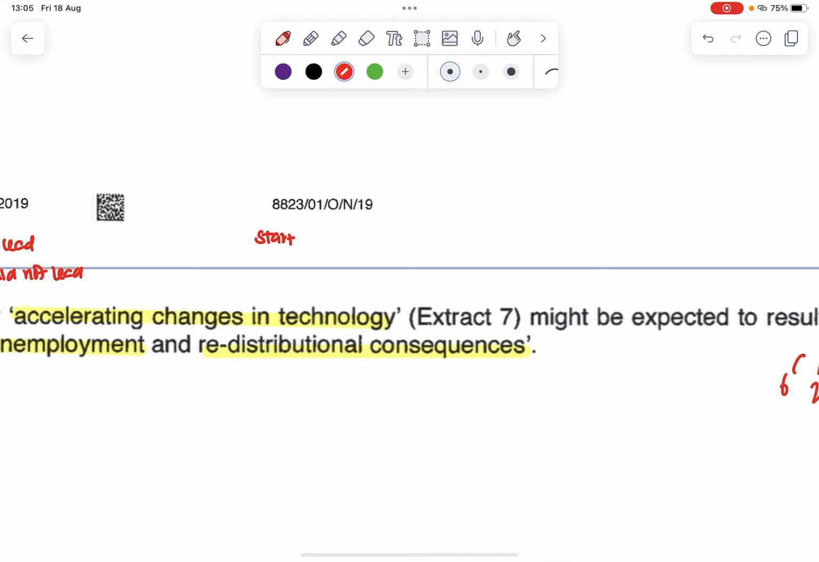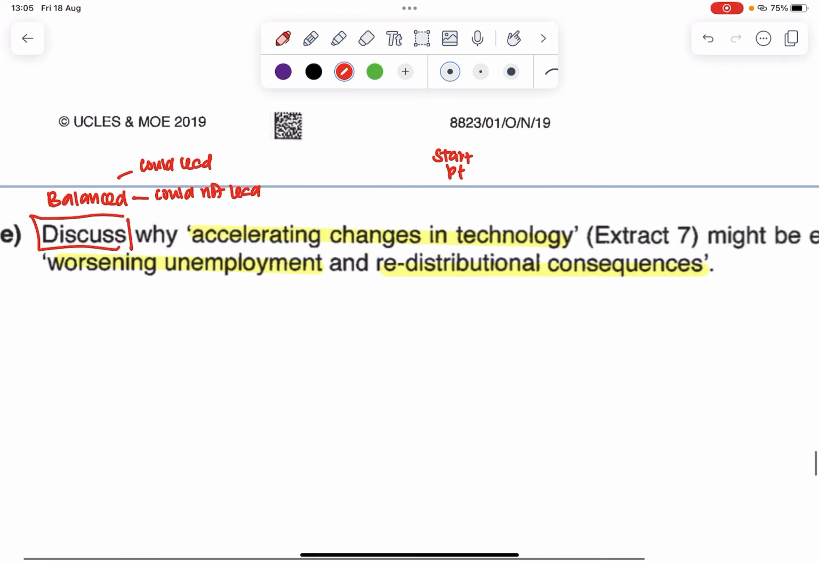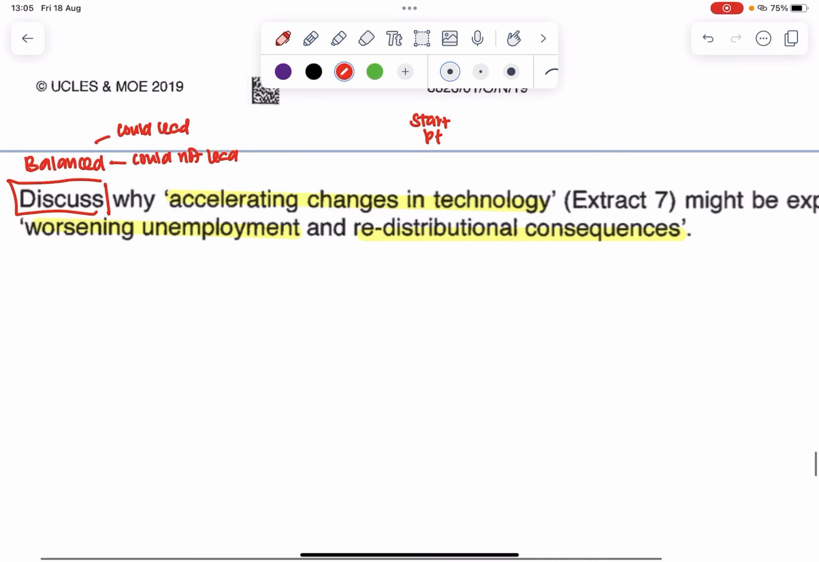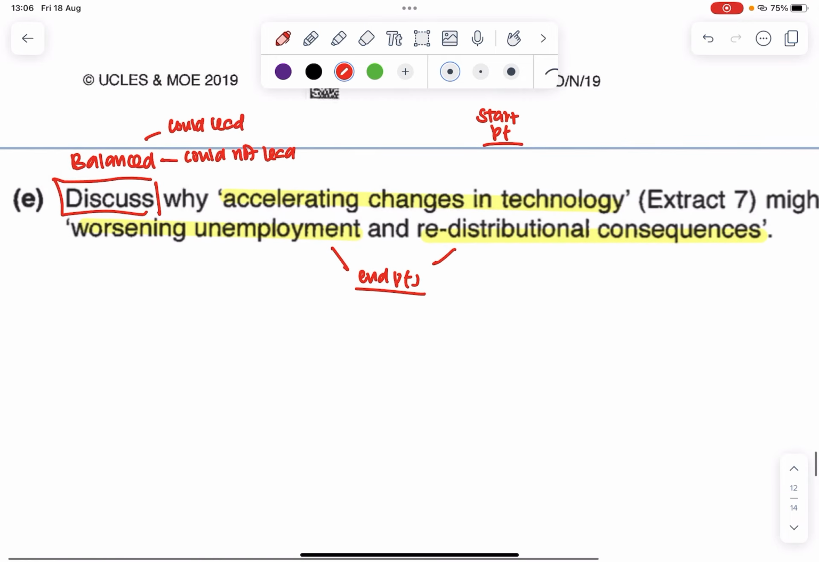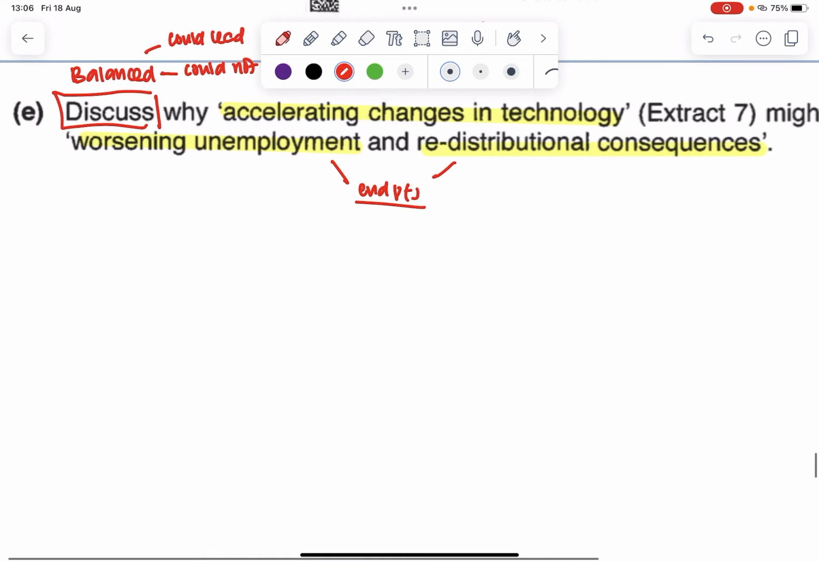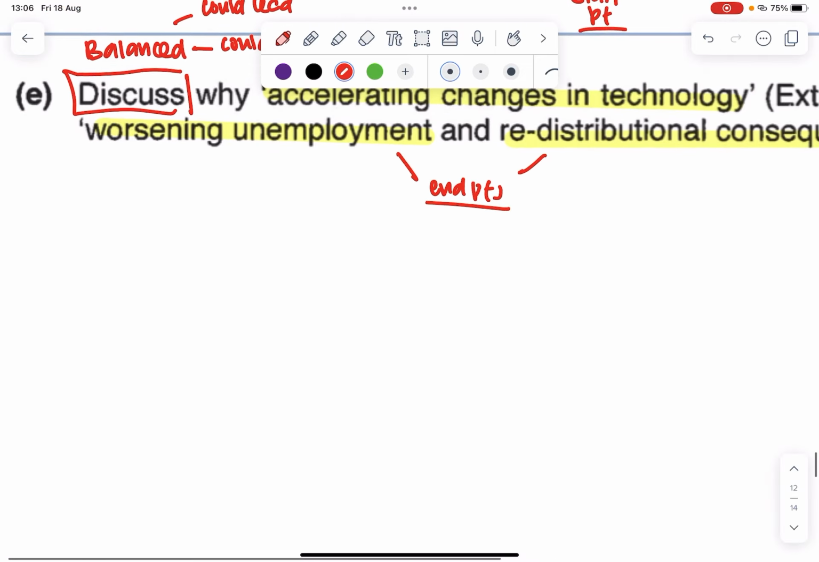When I look at accelerating changes in technology, I see this is the start point. This is my cause. And I see worsening unemployment and redistributional consequences. These are my endpoints. What we are meant to do in this essay is to connect the start point to the end point through economic theory, whether or not accelerating changes in tech will really lead to worsening unemployment and redistributional consequences.